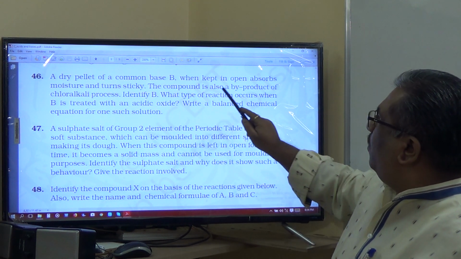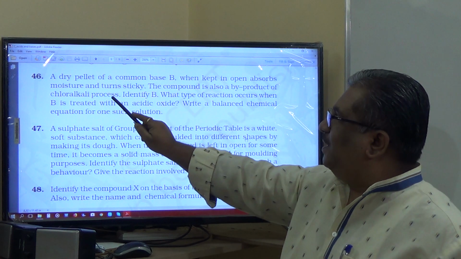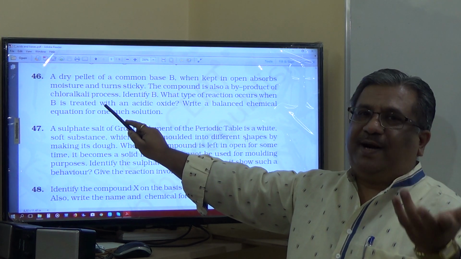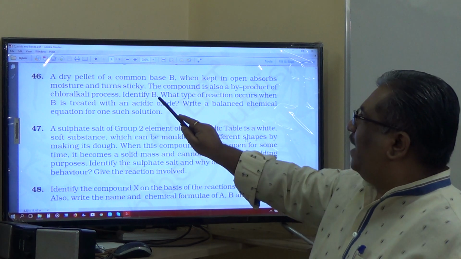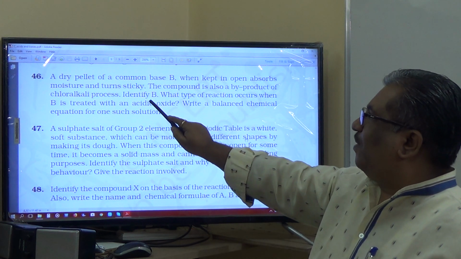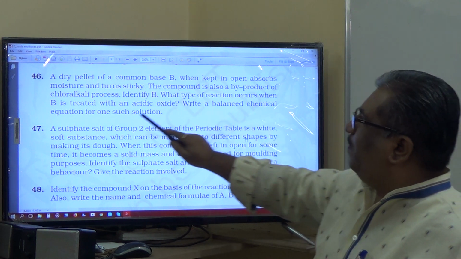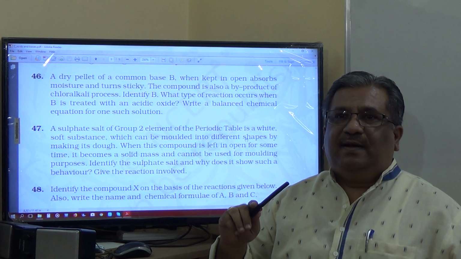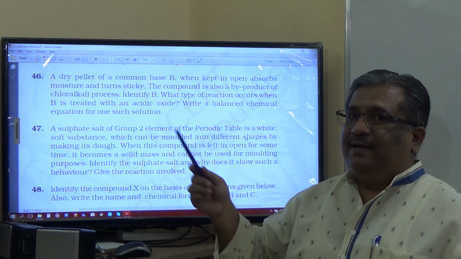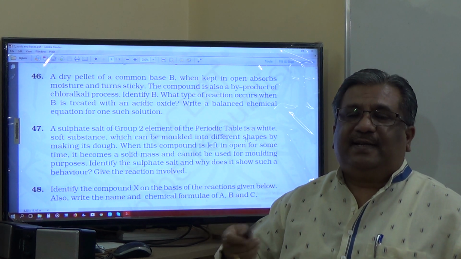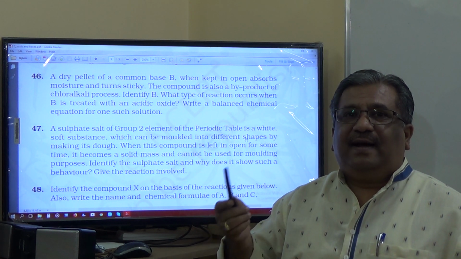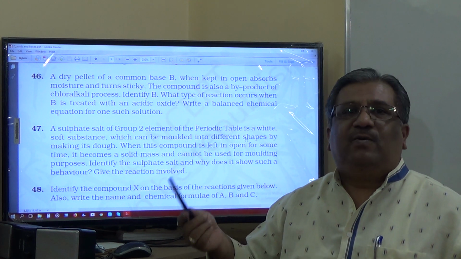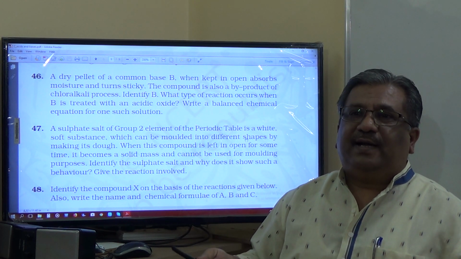The compound is also a byproduct of the chloralkali process. The base product of the chloralkali process is sodium hydroxide, isn't it? So identify B. B is sodium hydroxide. What type of reaction occurs when B is treated with an acidic oxide? Acidic oxides, for example CO2, SO2, NO2, etc. These are all acidic oxides.